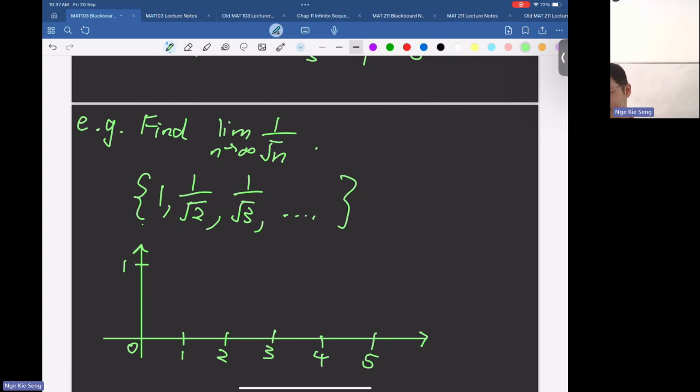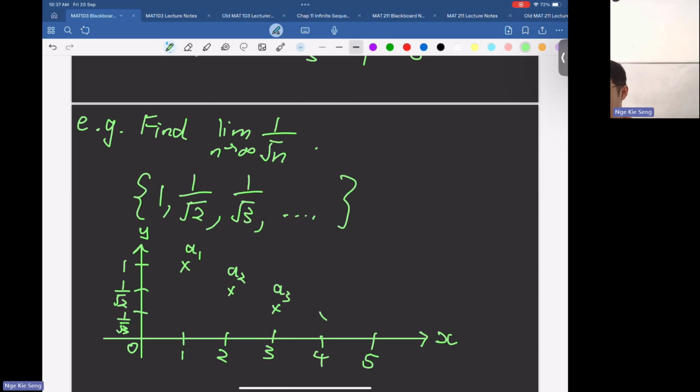Let's put Y. So we have A1 here, A2, and let's say maybe here 1 plus square root 2, and then A3 lower a bit.